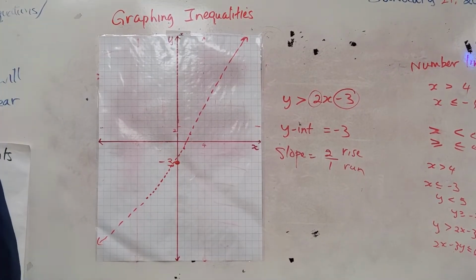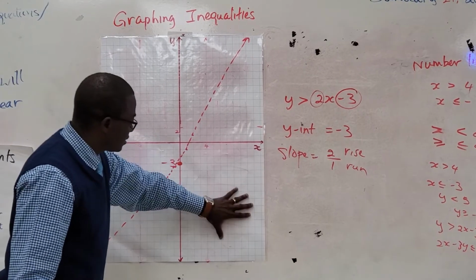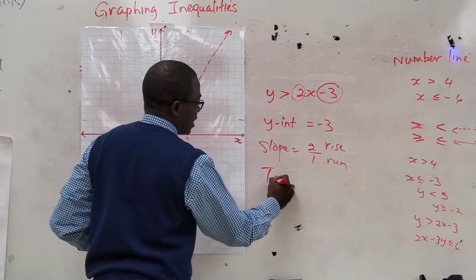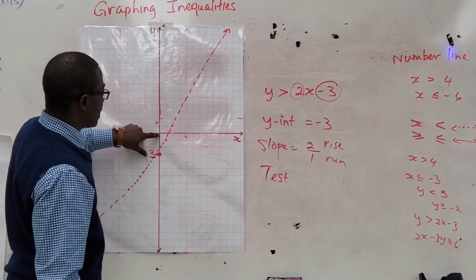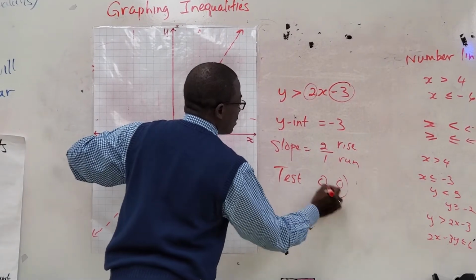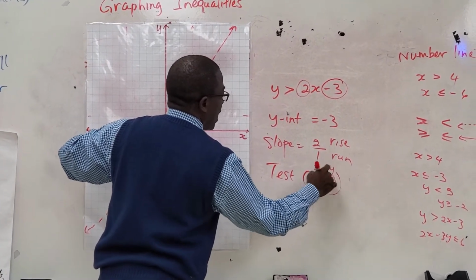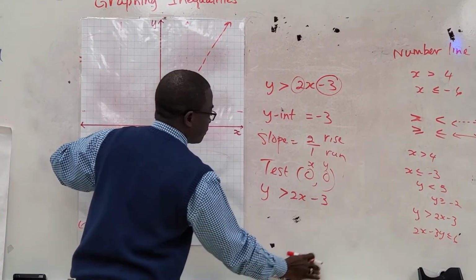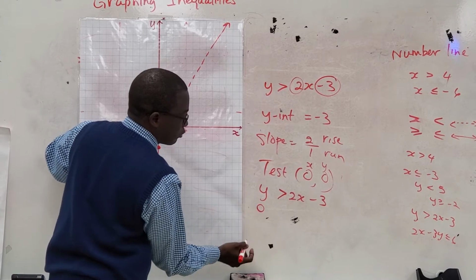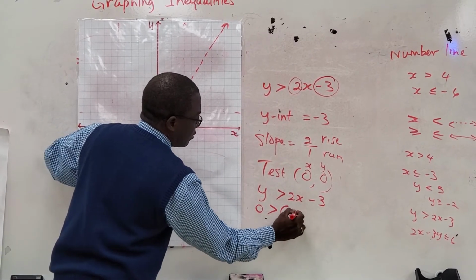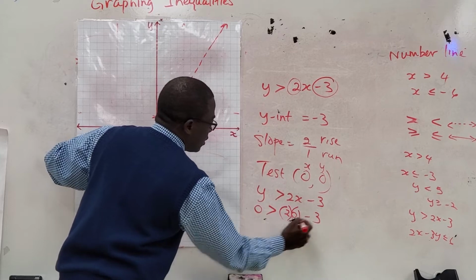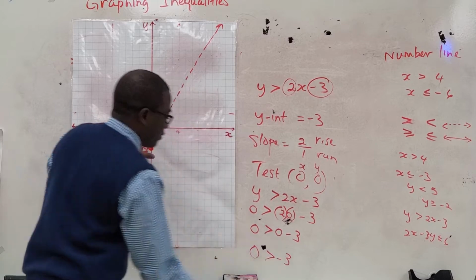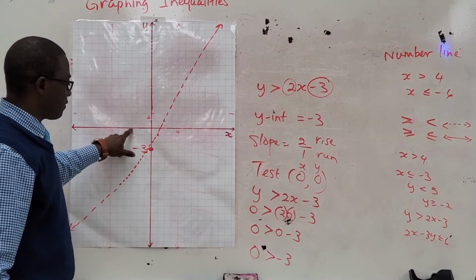Now I need to figure out: do I shade this side of the line or do I shade this side? One way that you can check all the time is to test a point. For example, I can test the origin, which means I'm going to plug x equals 0, y equals 0 into my original equation and see what kind of statement it gives me. So I replace y with 0, and x is 0, so 2 times 0. So I have 0 is greater than 0 minus 3, 0 is greater than negative 3. Is 0 greater than negative 3?